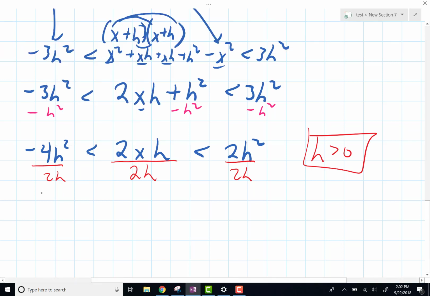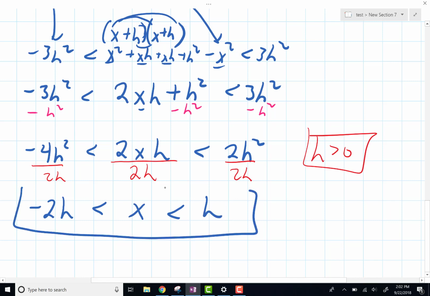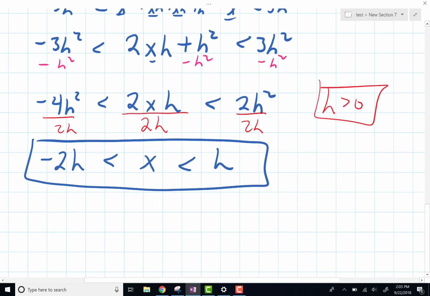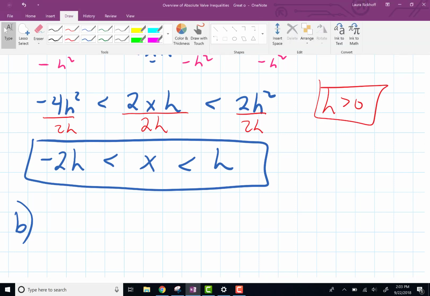So divide by that, I'll get negative 2h is less than x, which is less than h. And so that is your answer. Excellent. Yeah, so it was a mess, but if you can do that, you can do anything, right? For part B, I believe the only difference was that h was less than 0.